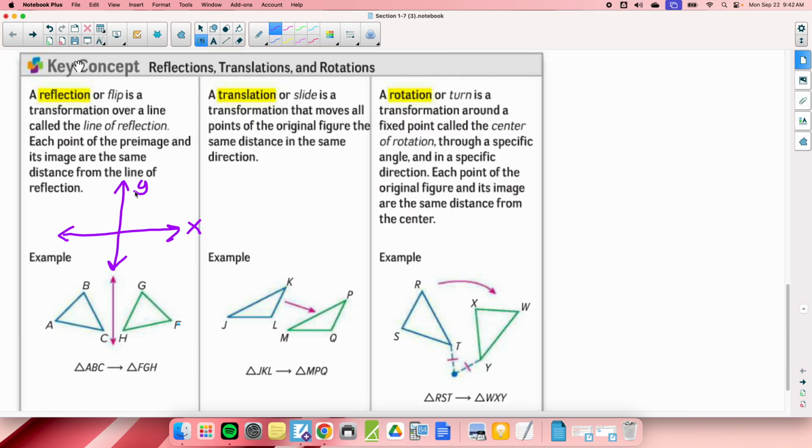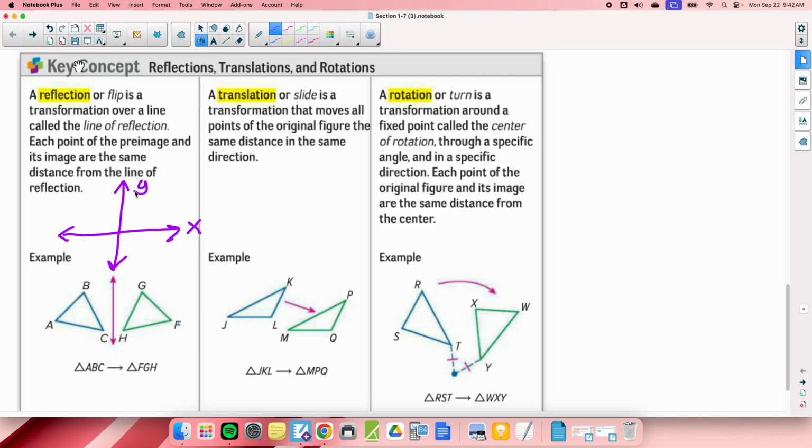The second thing we're gonna do today is a translation. A translation is taking something and sliding it, okay? You can slide up and down, you can slide left to right, or you can slide diagonally. That's what happens most of the time, okay?